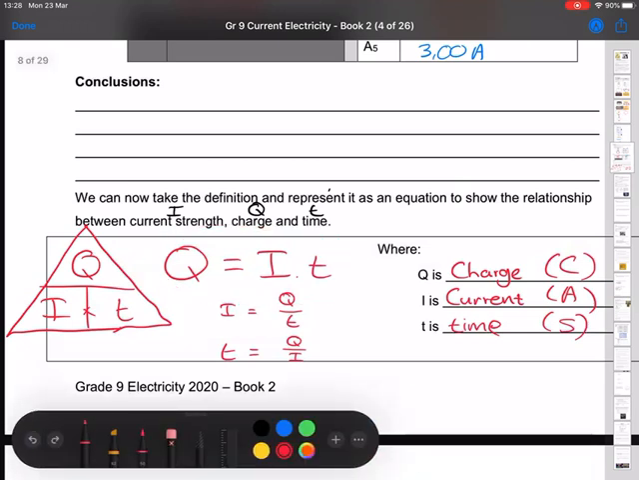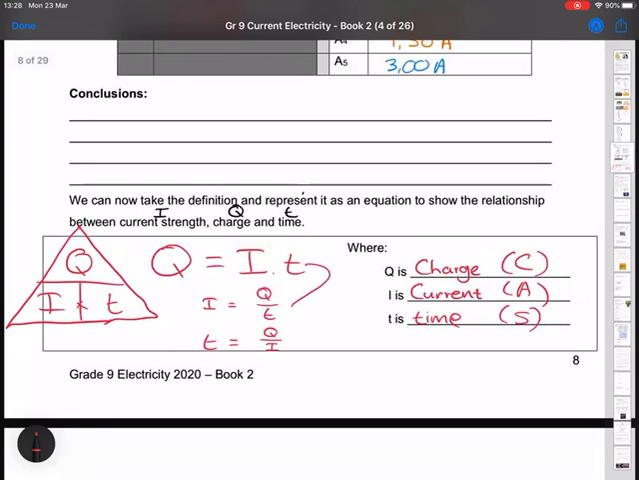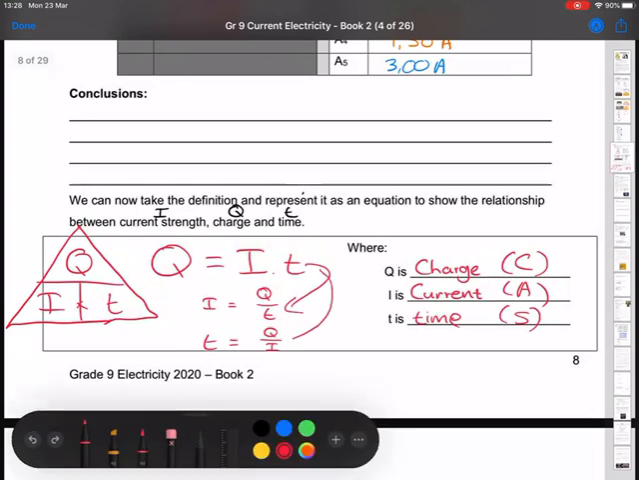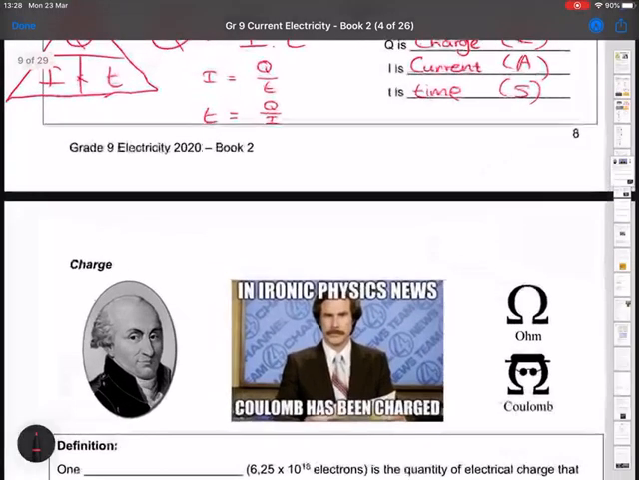Okay. All these formulas come from that base formula. You will be given that base formula in tests and exams, but you need to know how to rearrange it into one of those two if you need to.